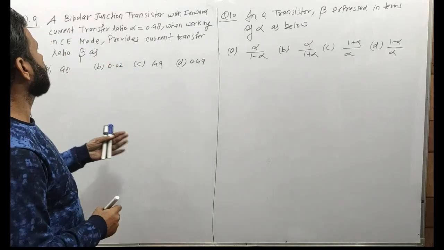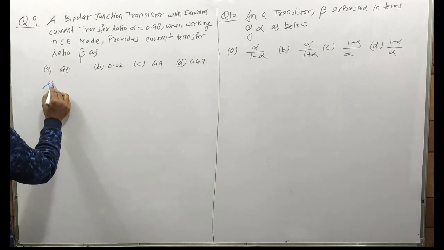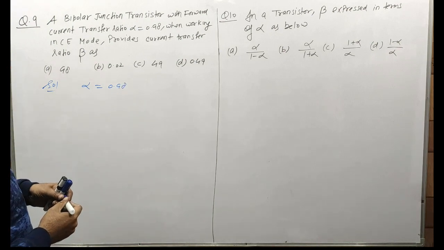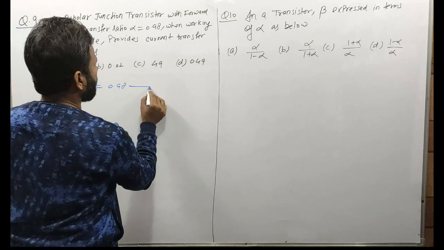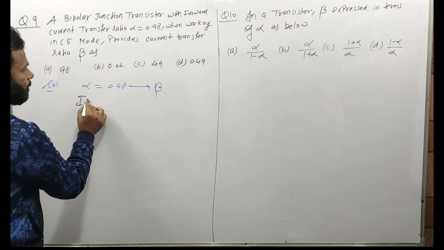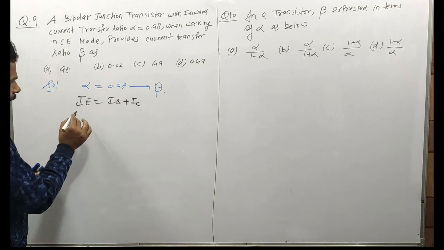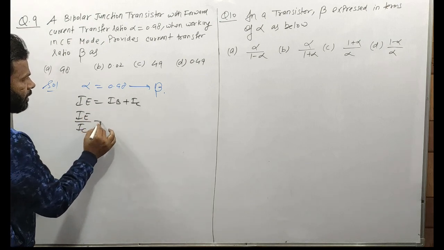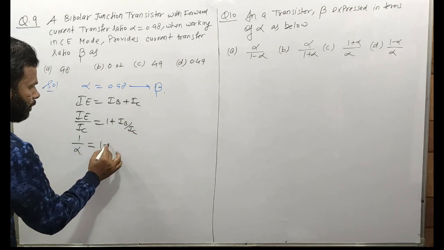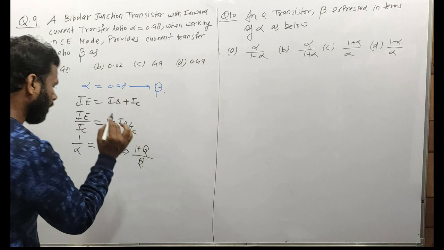नाउ 9th और 10th क्वेश्चन समझते हैं. इन ए बाइपोलर जंक्शन ट्रांजिस्टर विथ फॉरवर्ड करंट ट्रांसफर रेशियो द अल्फा is given, that is 0.98. When working in common emitter mode provides current transfer ratio beta. ठीक है बेटा यहाँ तक. Now if you remember the theory, the IE is equals to IB plus IC. Clear है यहाँ तक? Then just you take IC common, IE upon IC, that is 1 plus IB upon IC, then it is 1 by alpha, then it is 1 plus 1 by beta, that is equals to 1 plus beta upon beta. Clear है यहाँ तक?